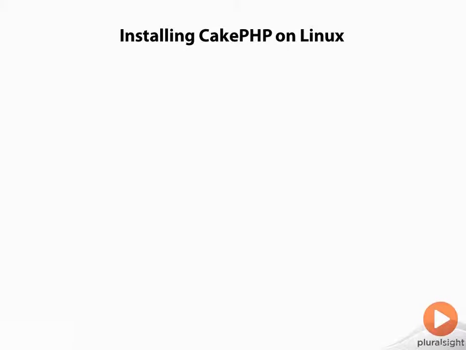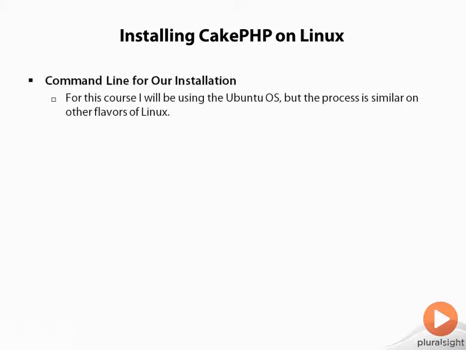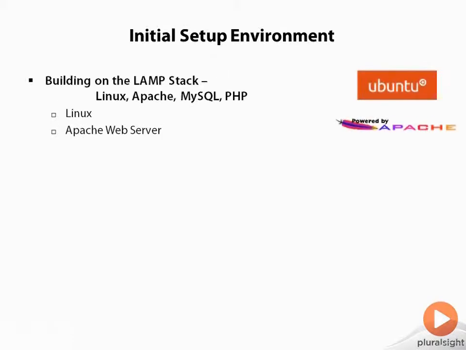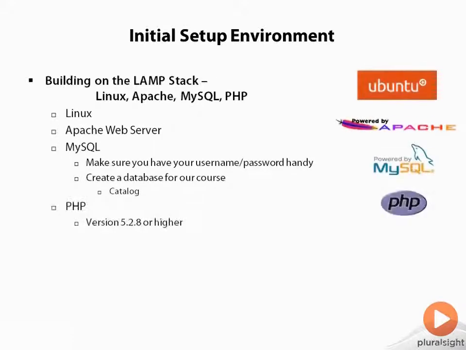We'll be installing CakePHP on Linux. We're going to use the command line for our installation. For this course, I will be using the Ubuntu operating system, but the process is similar on other flavors of Linux. Our initial setup environment will be based off the LAMP stack, which consists of Linux, Apache, MySQL, and PHP.